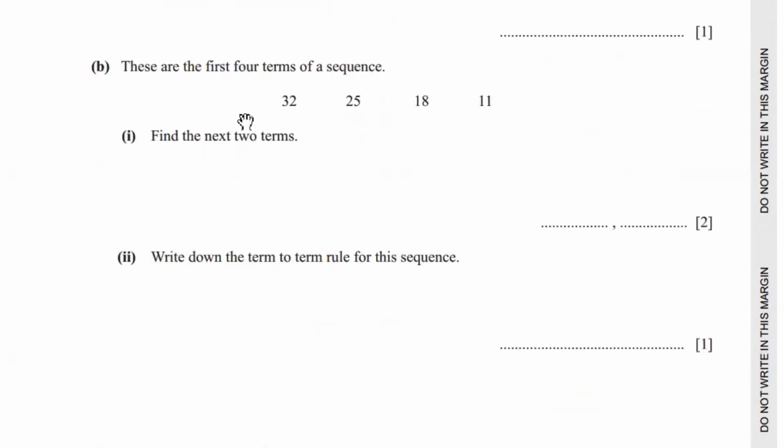These are the first 4 terms of a sequence. Find the next 2 terms. So let's find the common difference first. Between 32 and 25, there's a common difference of -7. We're subtracting 7. Moving from 25 to 18, we're again subtracting 7. From 18 to 11, we're again subtracting 7. So for the next two terms, we will again subtract 7.